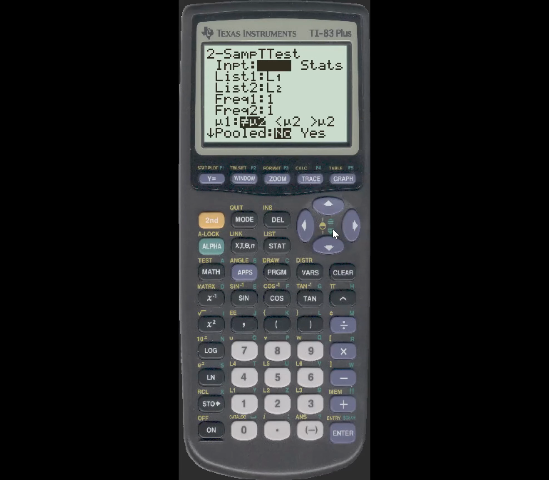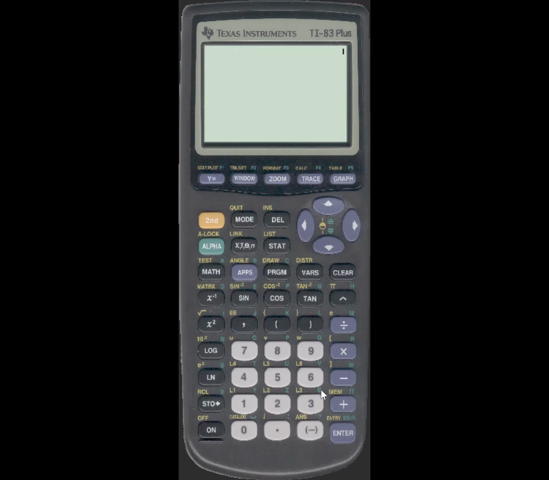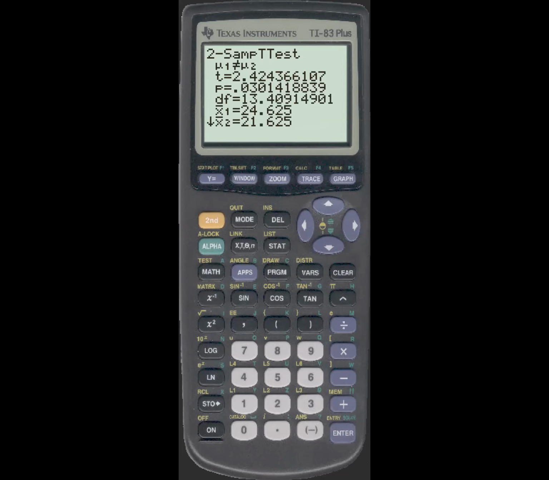So your data is in list one, list two. Now we should, well, it doesn't really matter for this one. We should talk a little bit more about when to use those, not equal to, greater than, less than, but it does not affect the test statistics. You can just calculate this. Okay. And you should get 2.424.